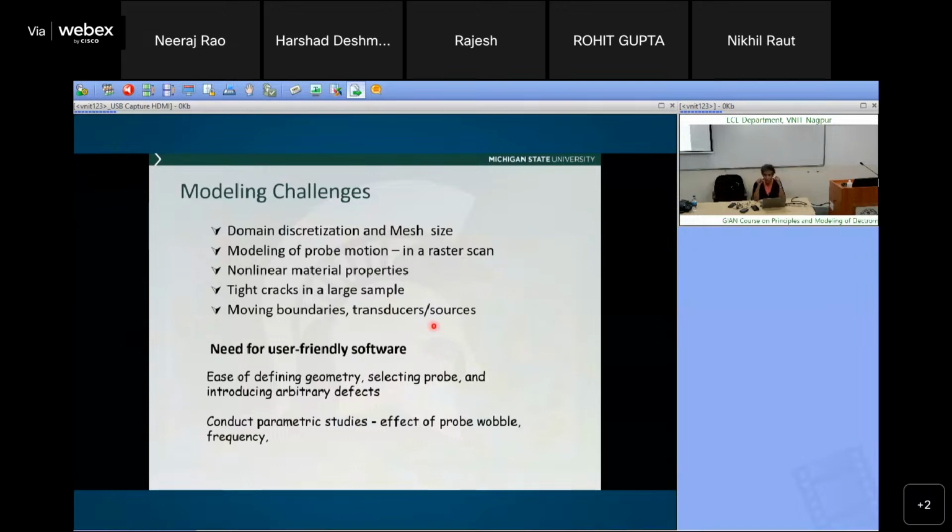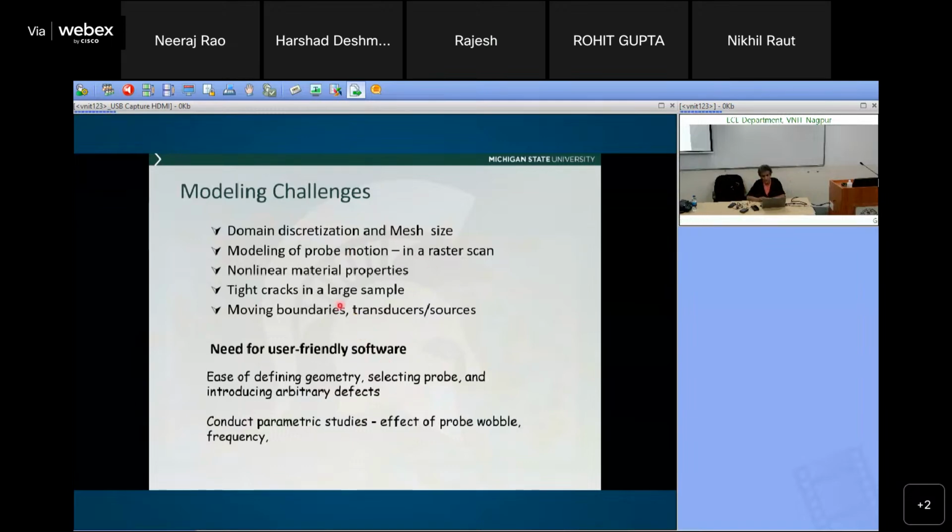The way we model it is using a very small element. But we can't just use one small element. You've got to have slowly varying size, so that increases the mesh size. And moving boundaries, this is what I meant by moving the probe when you scan. So you don't want to remesh it each time.